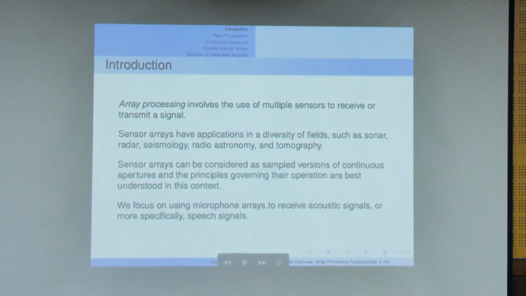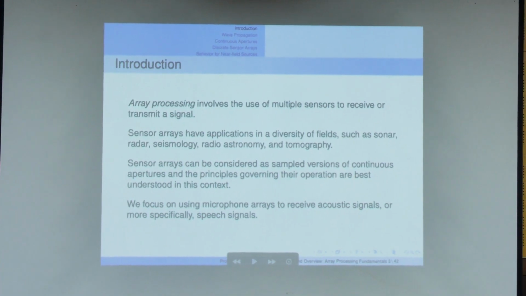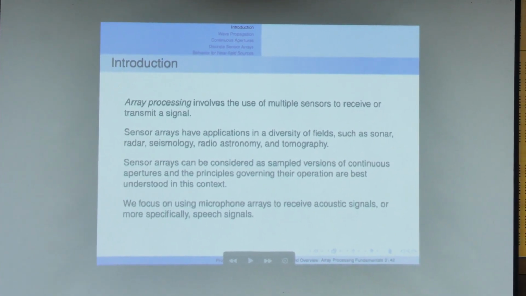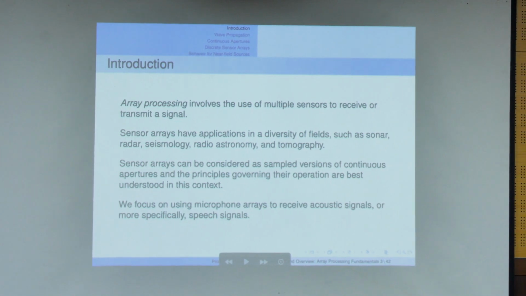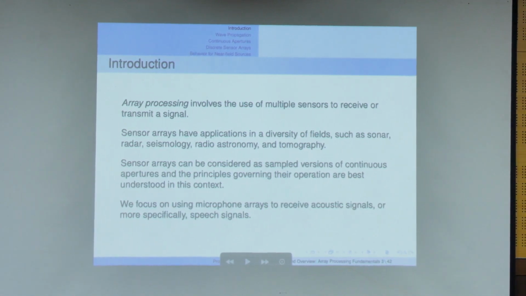So sensor arrays. Why do we need sensor arrays? First, they are used in sonar. Why do we need sensor arrays for sonar underwater? Because with a single sensor, it's very difficult. Sometimes sensors are omnidirectional. It means that they receive waves that come from any direction. But with sensor arrays, we can determine where the wave comes from. So we can detect not only the signal, we can detect where it comes from, what is the direction.